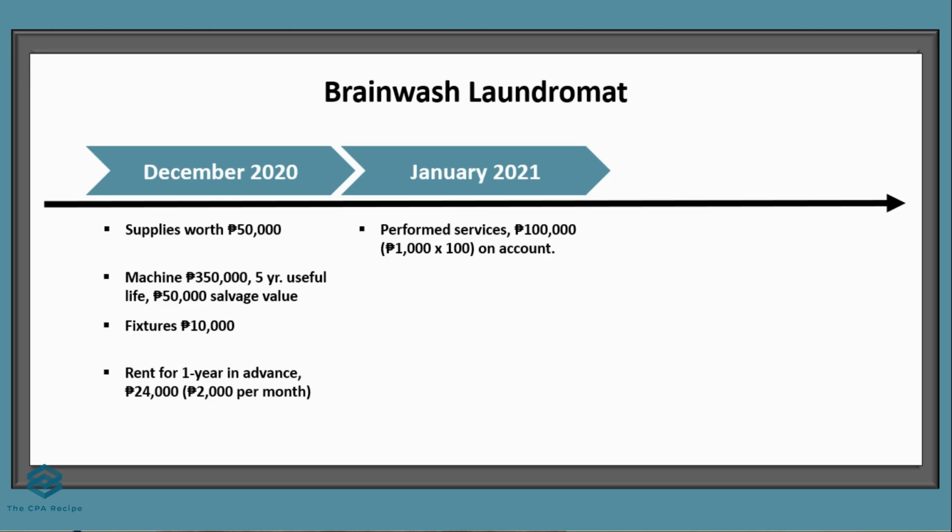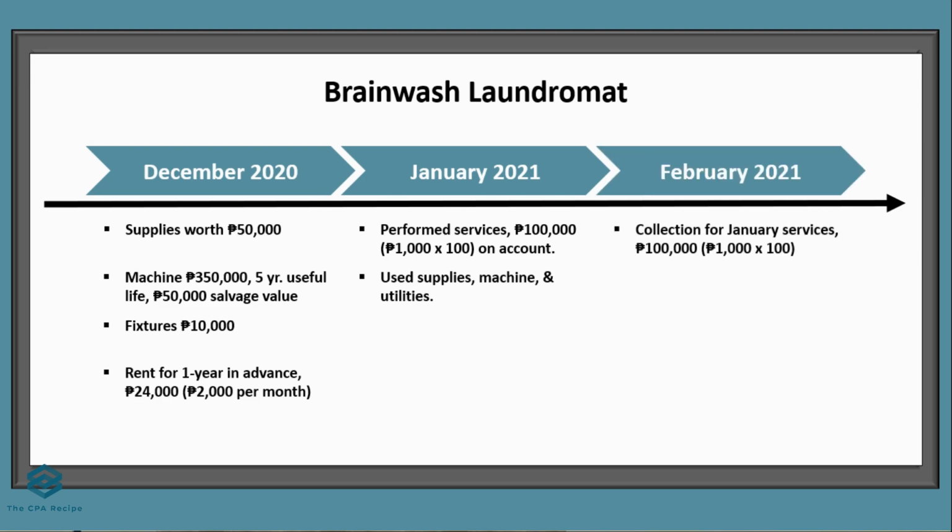So, ibig sabihin, nag-provide ka ng service ng January at dahil nag-provide ka ng service, gumamit ka ng tubig, ginamit mo yung machine, gumamit ka ng sabon, gumamit ka ng kuryente, pero nakatanggap ka ng bayad for your services, February na. So, in this case, nakolekta natin ang bayad noong February 15 and therefore the revenue will be under February, not January.